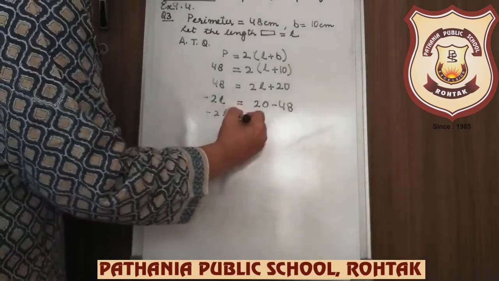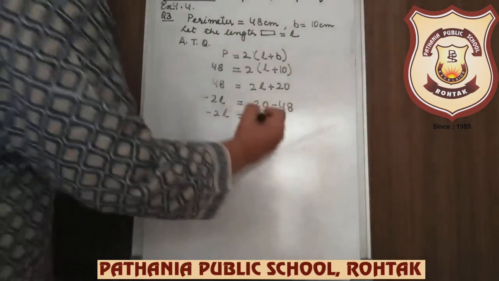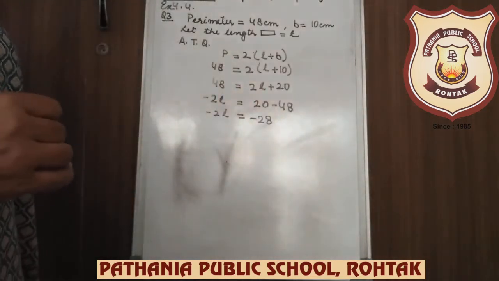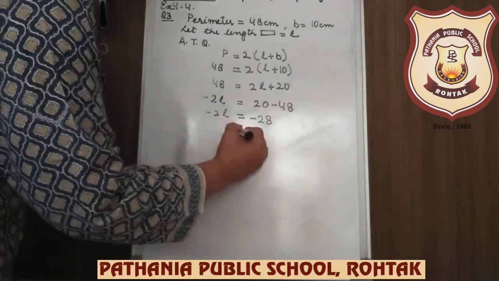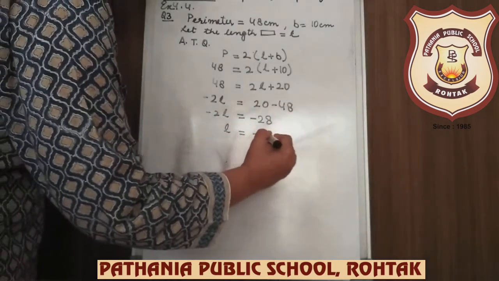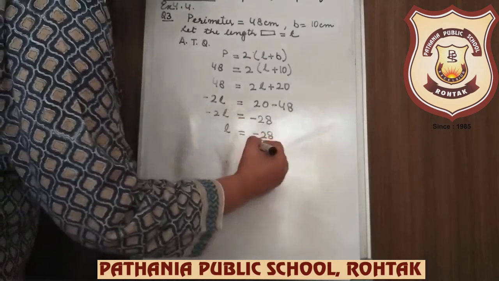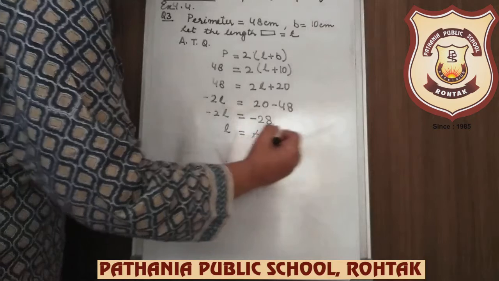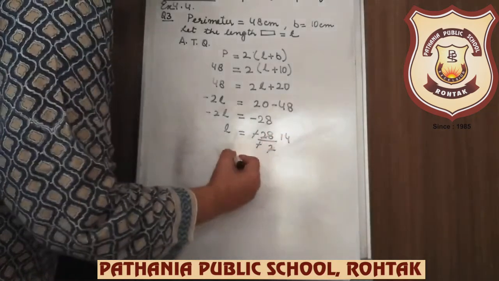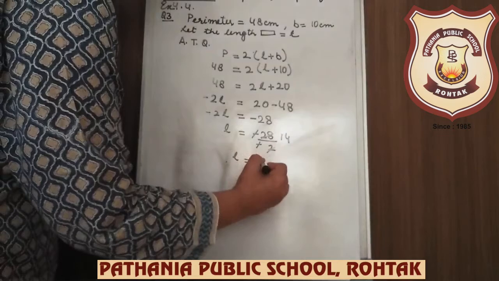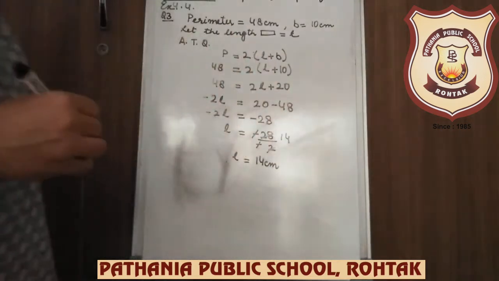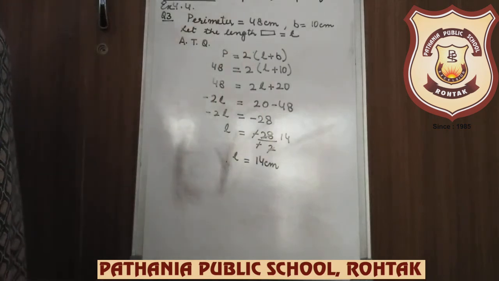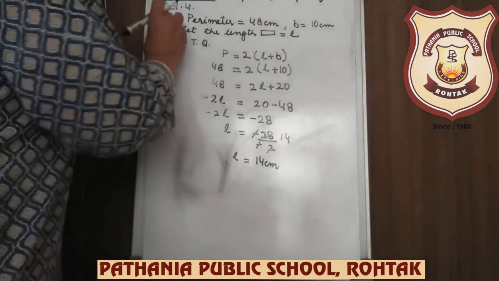Minus 48, this will be 28 with a negative sign. Now length is going to be equal to minus 28 upon minus 2. The minus and minus will get cancelled and you reduce it. So L is 14 centimeter. Is it clear? In this manner you are going to solve your question number 3.